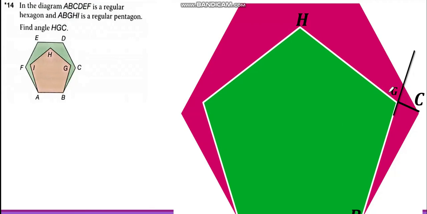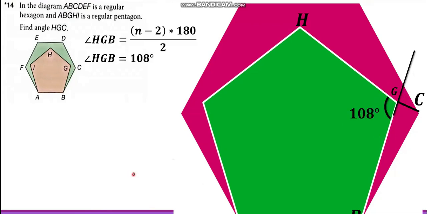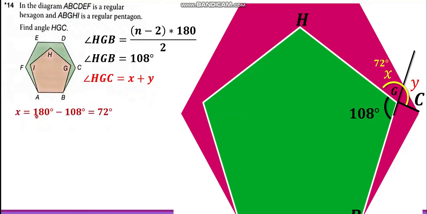To figure out this angle, first let's calculate the size of the interior angle of the pentagon. We know that the size of each interior angle can be found using this formula, and we know there are 5 sides over here, so we will replace n with 5. So 5 take away 2 times 180 divided by 5 will be equal to 108 degrees. Now we will divide the angle HGC into 2 angles at G, X and Y. First, to calculate the size of angle X, we can consider a straight line over here, which is the extension of the side BG. For X, we will subtract 108 degrees from 180, and we will get 72 degrees.